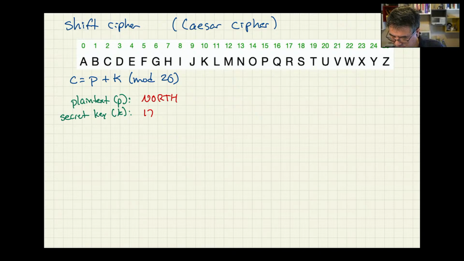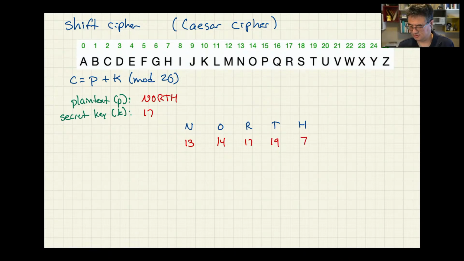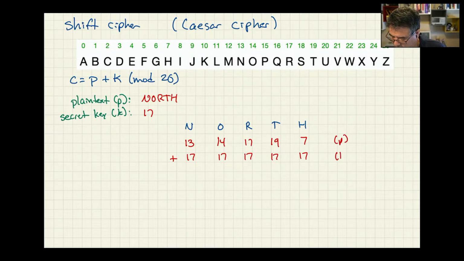Okay, so our plain text is NORTH. We're going to convert those to numeric values. We'll use this table up here. So N is 13, O is 14, R is 17, T is 19, and H is 7. And then we're going to add in our shift amount, which is K. So here's our P, here's our K.